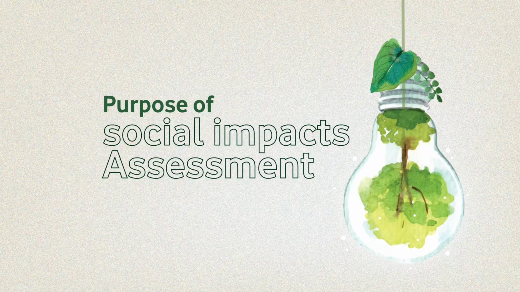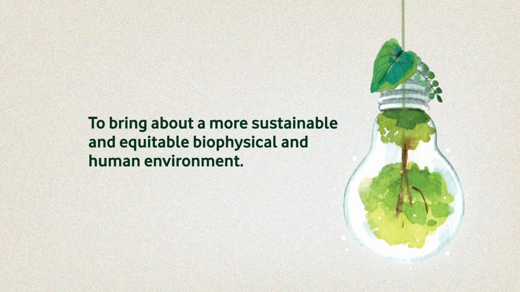So what is the purpose of social impact assessment? We have seen, we have quoted a large number of examples to understand social impact assessment. The purpose of social impact assessment is to bring about a more sustainable and equitable biophysical and human environment. The relationship between environment and humans needs to be established well. We cannot live in harmony if the environment is disturbed. It is a kind of bringing about a win-win situation for the environment and the social system existing in any region.